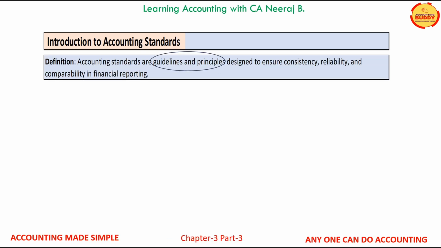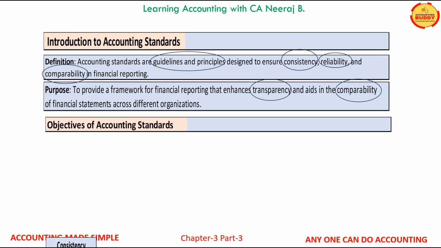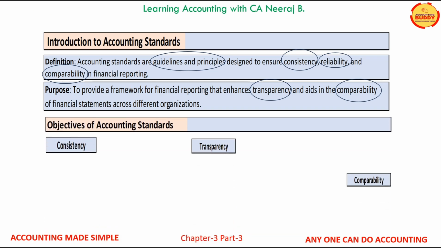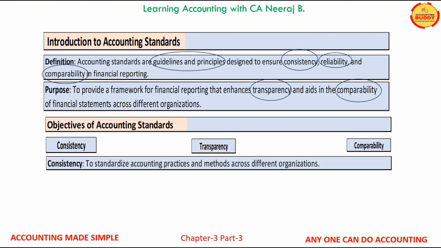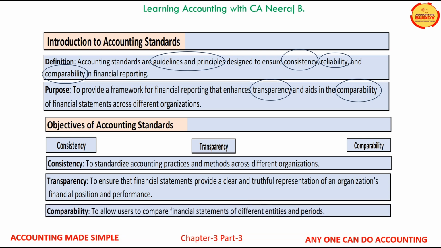Accounting standards are the guidelines and principles designed to enhance consistency, reliability, and comparability in financial reporting. Purpose of accounting standards is to provide a framework for financial reporting that enhances transparency and aids in the comparability of financial statements across different organizations. There are three major objectives of accounting standards: consistency, transparency, and comparability. Consistency means to standardize the accounting practices and methods across different organizations. Transparency means to ensure that the financial statements provide a clear and truthful representation of an organization's financial position and its performance. Comparability means to allow users to compare financial statements of different entities and different periods.